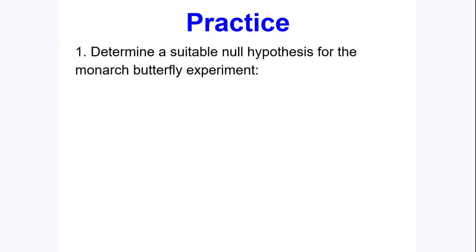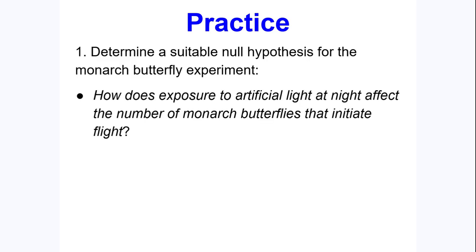So let's practice. Determine a suitable null hypothesis for the monarch butterfly experiment. So go ahead, think of something, and then just jot it down. All right, so maybe you said, how does exposure to artificial light affect the number of monarch butterflies that initiate flight? So that is the alternative.